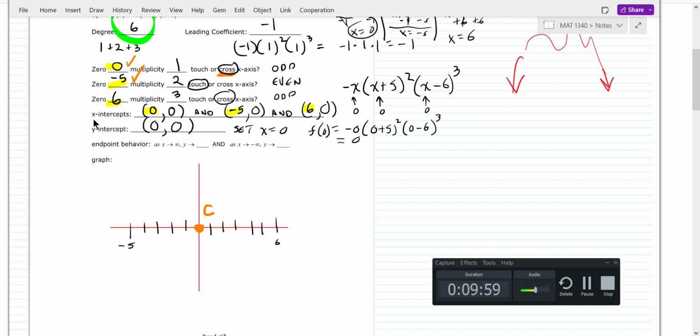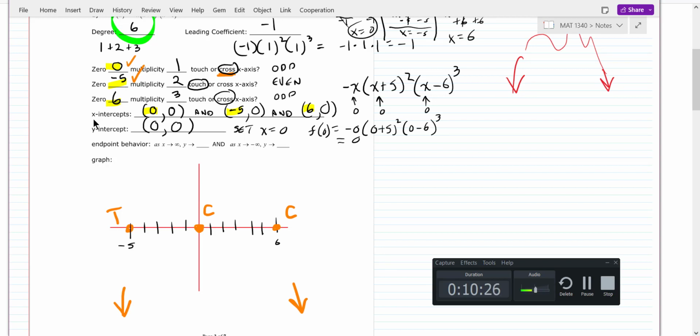Okay, we go to -5, put a dot there. And again, this time we're going to touch, because that multiplicity was even, put a T for touch. Okay, we go to 6, put a C for cross like that. Now, because it's an even degree and the leading coefficient's negative, we know the ends of the graph go like that.